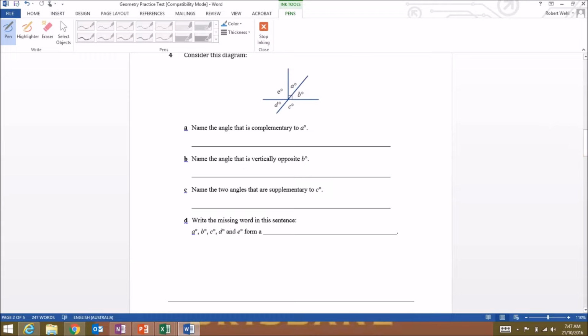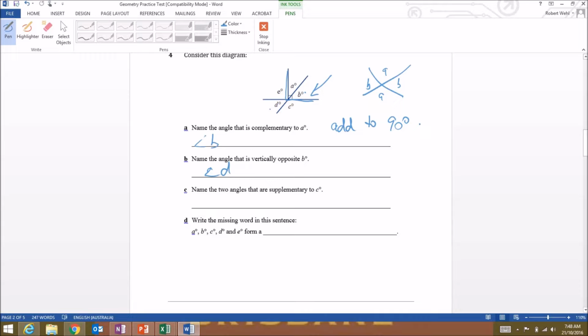All right, consider this diagram. Name the angle that is complementary to A. Once again, you need to remember a few things here. Complementary angles add to 90 degrees. So the angle that is complementary to A is B, because this is a right angle and a right angle adds to 90 degrees. So you would put angle B. Name the angle that is vertically opposite B. Vertically opposite, when two lines intersect, the two angles that are opposite are equal. So B and D are vertically opposite, so that is angle D.